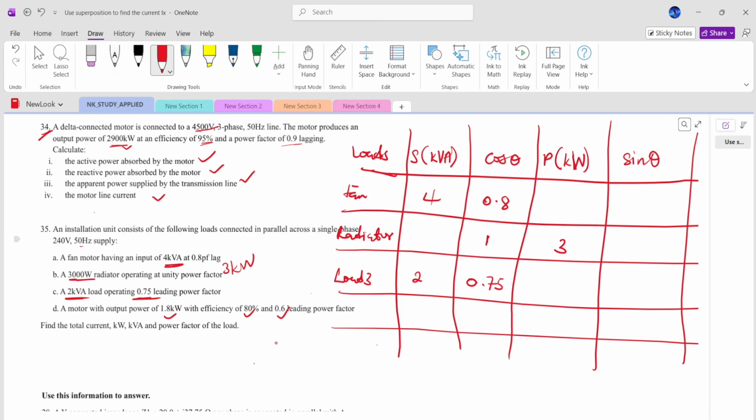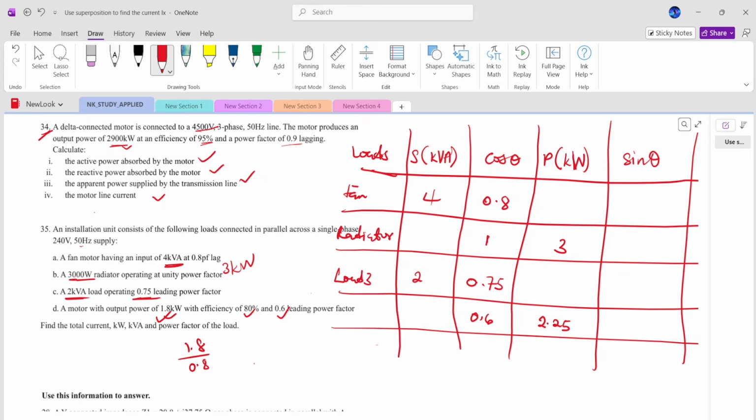Just solve a question like that at the top. They have given you the output of the motor, but what we need is the input of the motor. We are concerned with the input, so we have to find the input kilowatts. The input is just going to be the output over the efficiency. So that would be 1.8 divided by 0.8. That's going to give us 2.25 kilowatts. They have given us the power factor to be 0.6 leading.